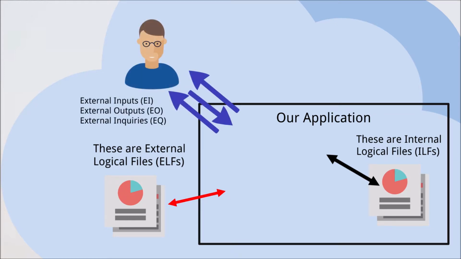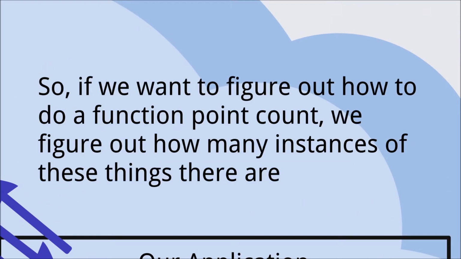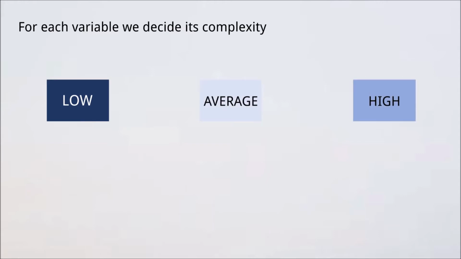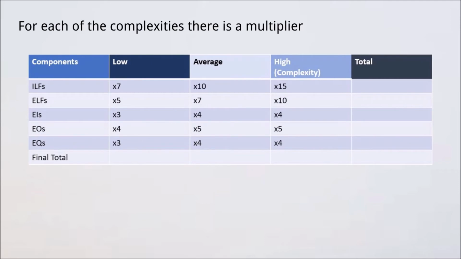We have already talked about our external outputs, inputs, and inquiries related to the user. We can take all of these things and figure out a function point count based on those 5 variables. For each instance of each variable, we decide its complexity as being low, average, or high. We then apply a formula using the different components so that for low, average, and high, we have different multipliers for each variable instance.